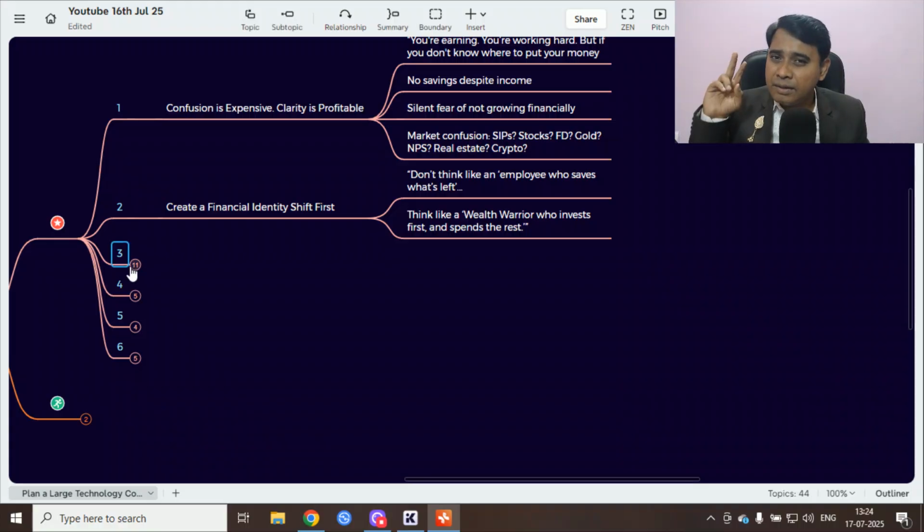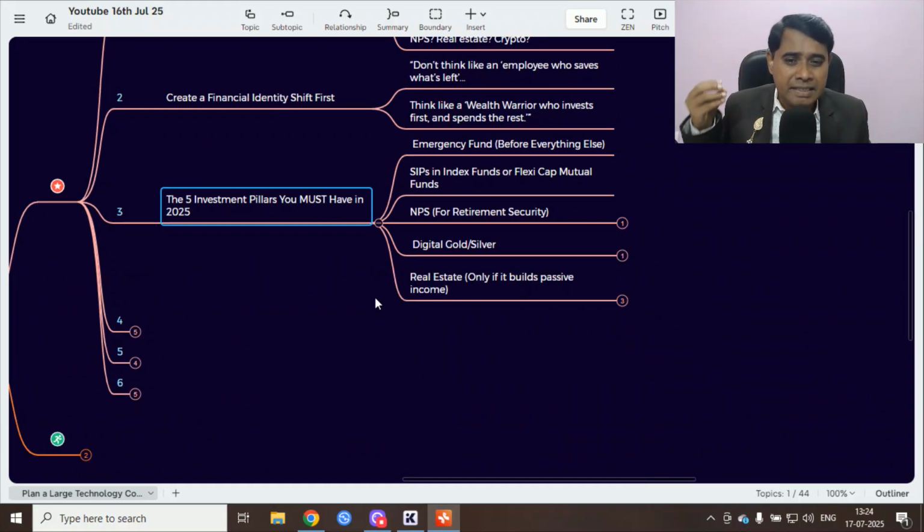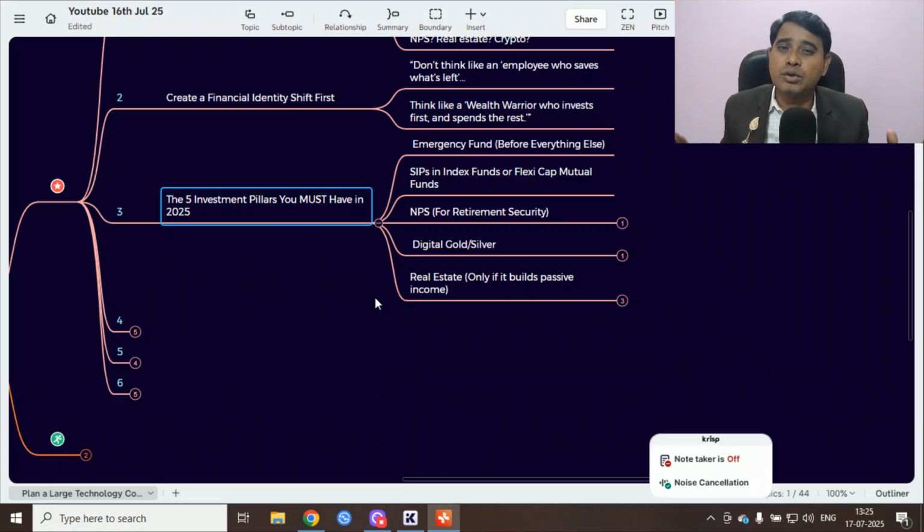The third parameter is simple: the 5 investment pillars you must have in 2025. What are these 5 investment pillars? These are the pillars where you need to be strong. Then the answers will come to you to scale your portfolio to the next level, that is a 10 crore net worth, a 10 crore portfolio in your life.